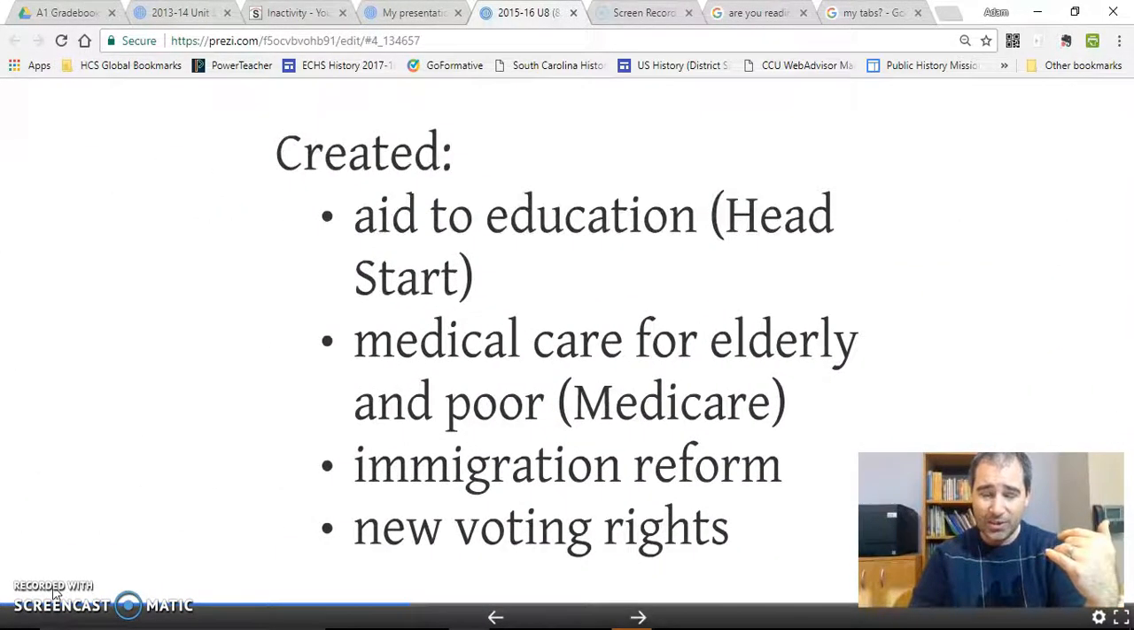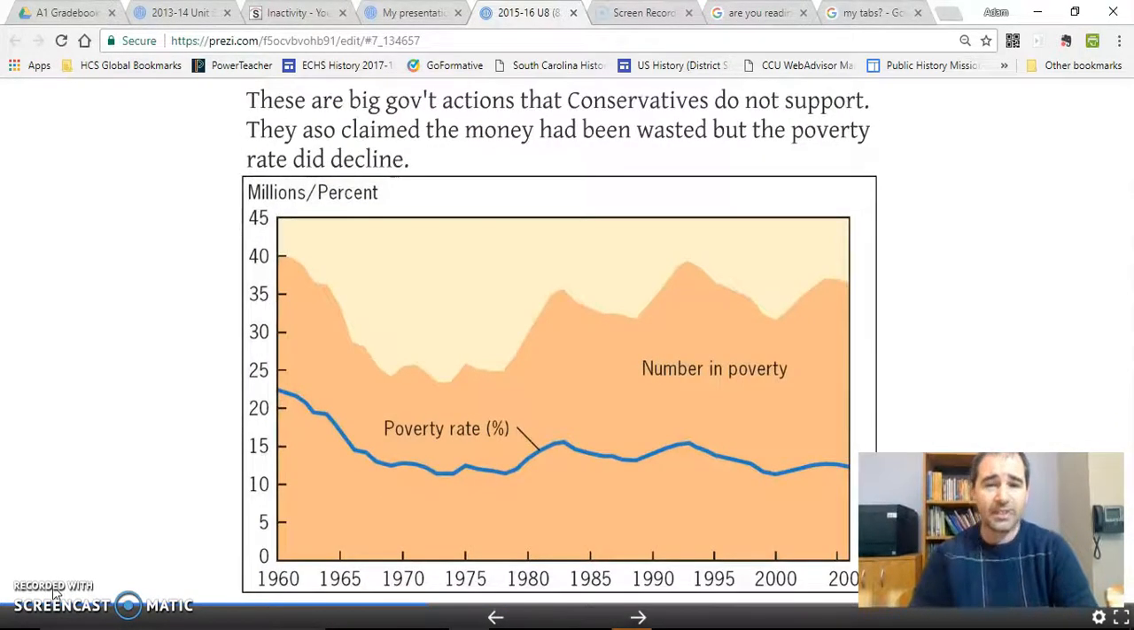Basically, he's going to do things that are going to help promote things like healthcare for the elderly, called Medicare. Trying to look at what causes poverty. So education for young children so that they can enter school at the same rate as their white peers, or their non-poverty peers, because white people do benefit from these programs as well. It talks about immigration reform and voting rights, and these are big government actions, and conservatives don't support that.